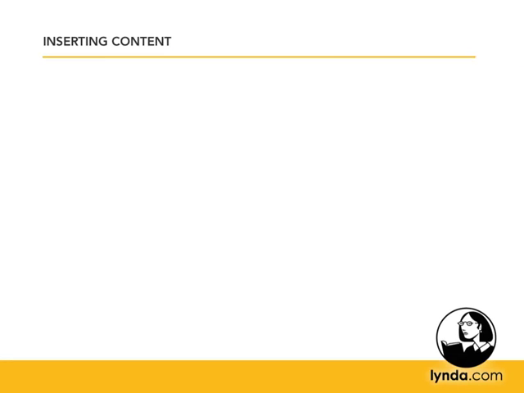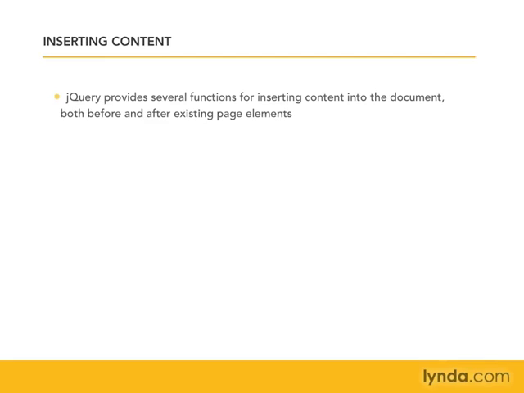Let's take a look at inserting content using jQuery. jQuery provides several functions for inserting content into the document and for modifying the document object model's DOM tree. You can insert content into the document before and after existing page elements. You can also insert content inside of elements. There's a bunch of functions to do this, so let's go over them.